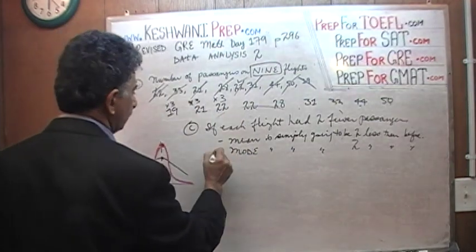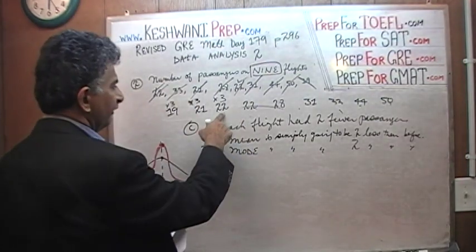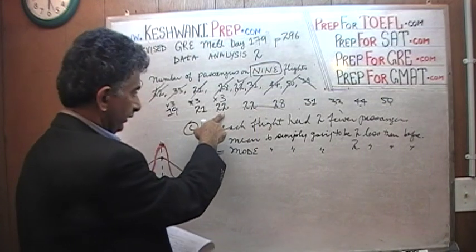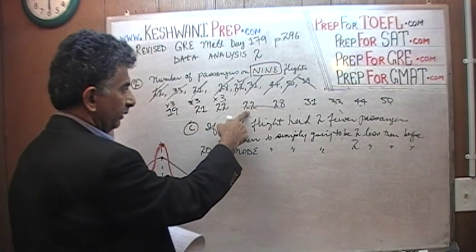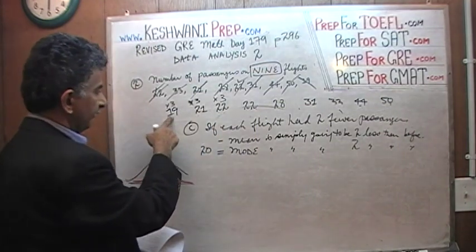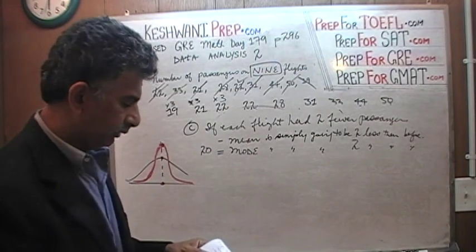The mode before was 22, now the mode is going to be 20. Because this guy instead of being 22 is 20 now, and this guy instead of being 22 is 20. This is 19 and this is 17. Everything is 2 less.